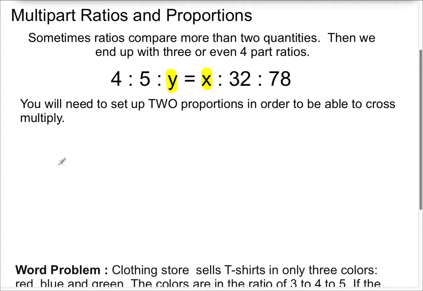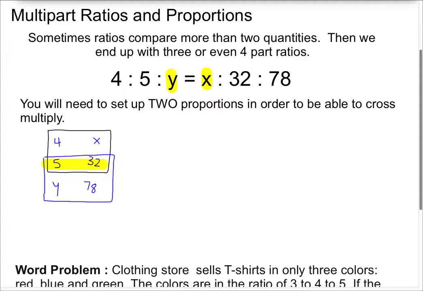So I'm going to set up a little bit of rough work here. We're going to write these vertically, the same way that we did before. We've got 4 over 5 over y, and on the other side we have x over 32 over 78. Now we need to turn this into two-part ratios rather than 3-part ratios. So the most important thing here is this. That 5 and the 32 we have to use in both of our 2-part ratios. So where are our 2-part ratios? Well, this one here is one of them. And if I take another color here, this one here is the other one.